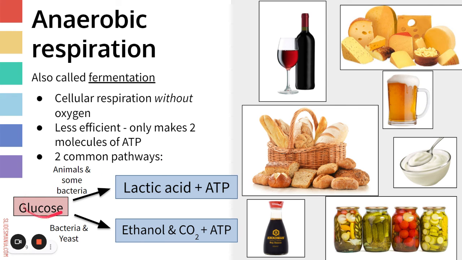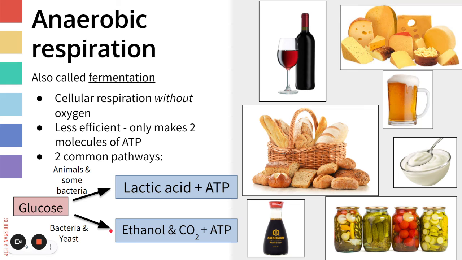So we're still starting with the same starting molecules, still starting with glucose. And then in animals, including us as humans and some bacteria, we're turning that glucose into lactic acid and a little bit of ATP. And then in other bacteria and yeast, we're taking that glucose and turning it into ethanol, carbon dioxide, and a little bit of ATP. These processes are used to create a lot of foods and beverages that humans enjoy. So things like bread, cheese, beer and wine, yogurt, pickled things, soy sauce, all produced by some sort of fermentation, either by bacteria or yeast.